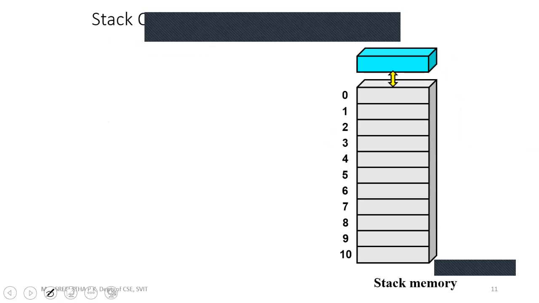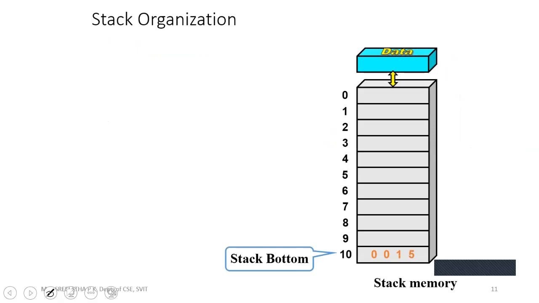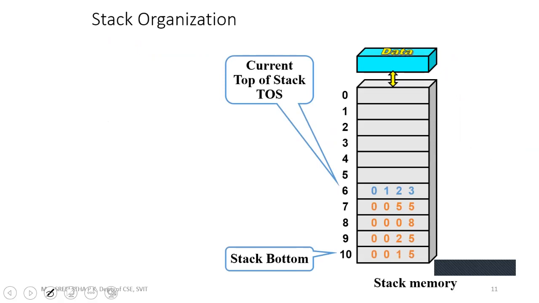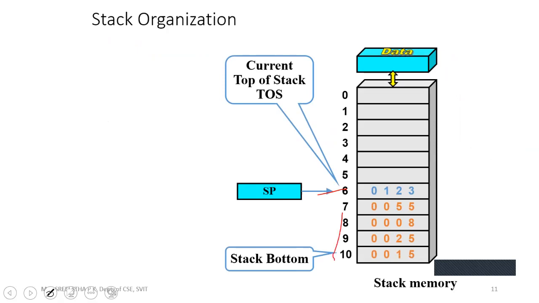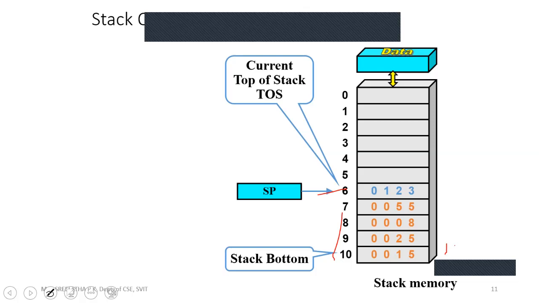So this is the stack memory location. Elements are added to the stack one by one. And this is the top position of the stack, pointed to by the stack pointer. Stack pointer is pointing to this location. And you can see the addresses. These are the memory addresses. So it can be any address. The data can be stored at any address.